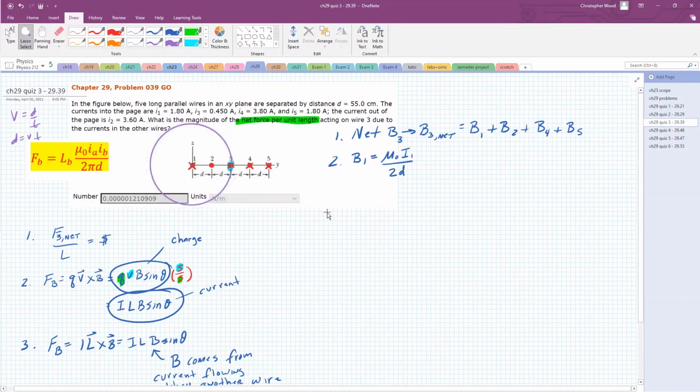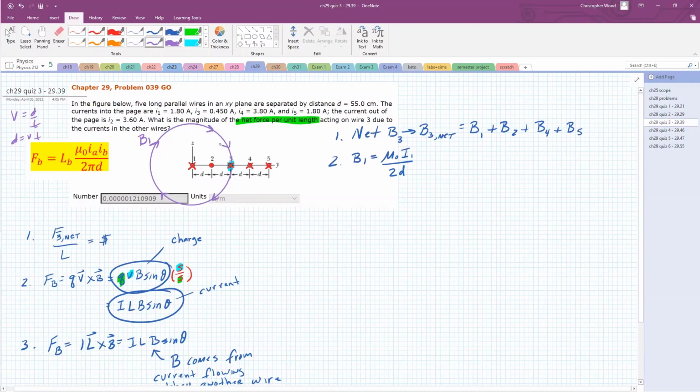That's pretty good right there. All right, so I have to worry about direction. So the direction arrows for this purple circle, which is the B1, this is my B1 field. This is my magnetic field from wire 1, and it has a direction going clockwise.